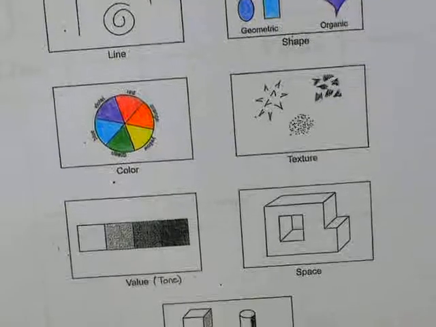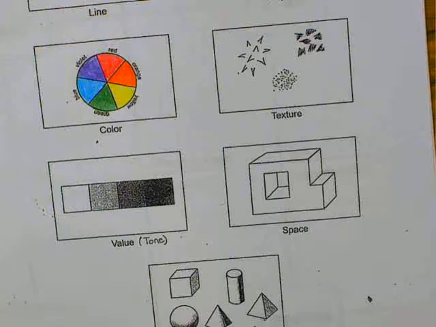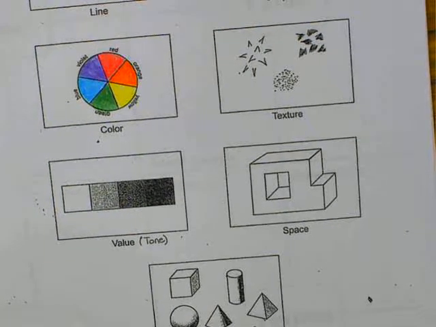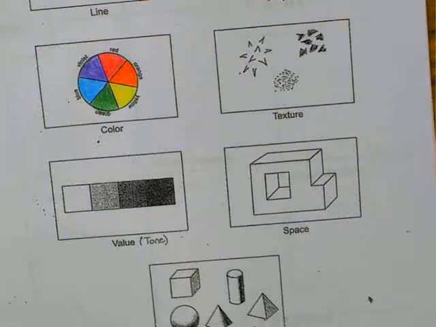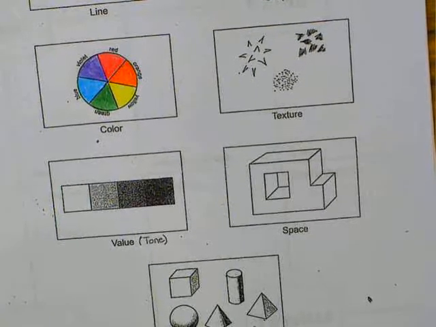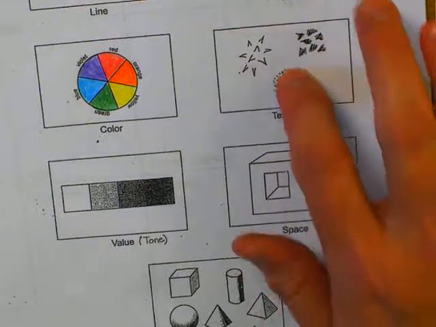Then we have what's called texture. Texture is the way something feels or looks like it feels. In art, we call it the surface quality. Like my table is smooth. Sandpaper is rough. My dog's fur is soft. Cactus are prickly. Do you see what I mean? Yes. That's texture, and we don't have to color that one in.